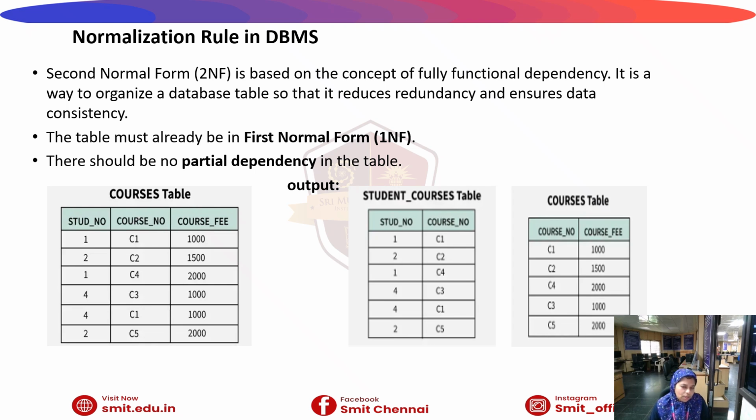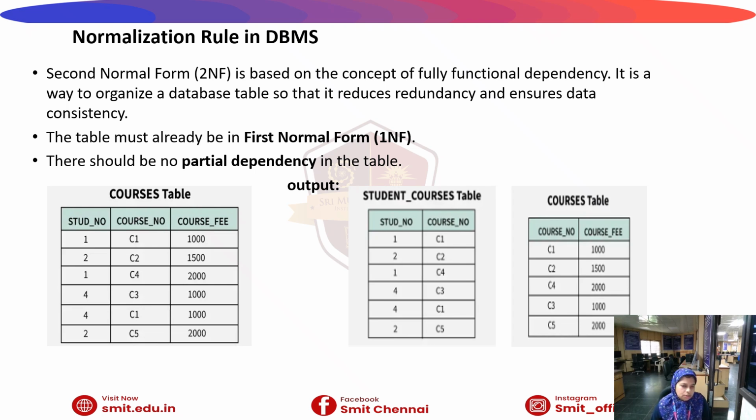Student 1 has course number C1, student number 2 has course number C2, and another student number has C4. So this is the data of student-taken courses. The other table has no partial dependency: the course number and course fees we can split. Course number C1 has fees 1000, course C2 has course fees 1500, and course 4 has fees 2000.